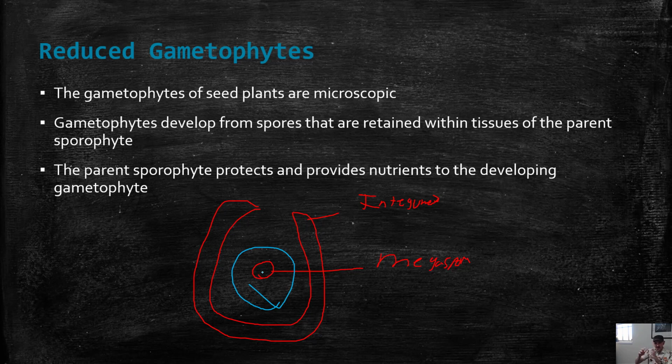Now that megaspore is going to grow into a gametophyte, but that gametophyte stays inside this developing seed. Okay, so let's just say it grew from that spore. It stays in there and it makes an egg, and that egg gets fertilized, and now you have a baby plant inside of that seed. Okay? So that's what I mean by the gametophytes develop within tissues of the parent plant, the parent sporophyte.